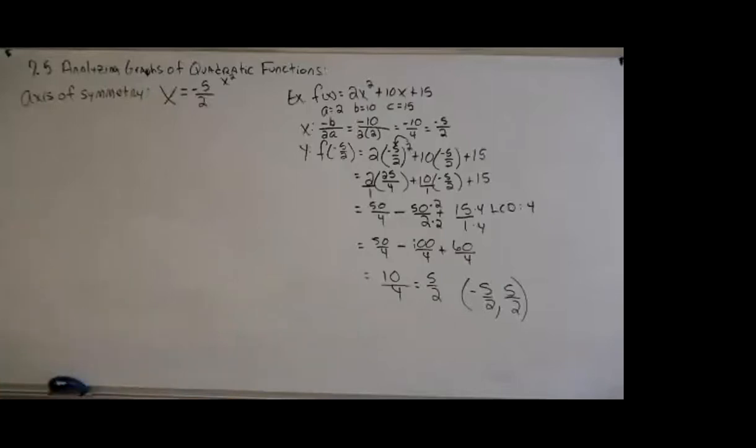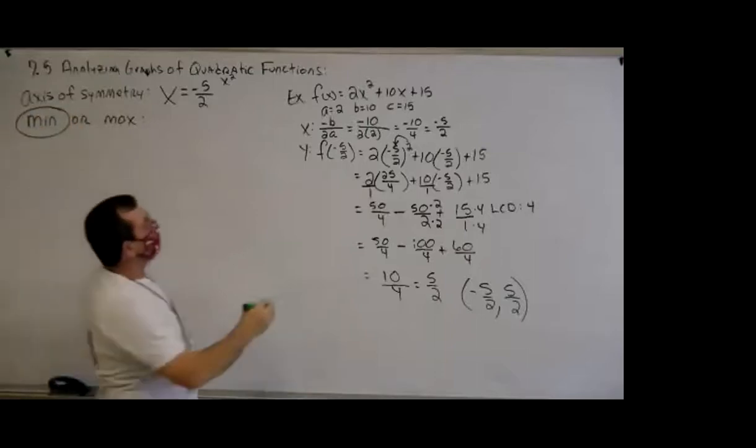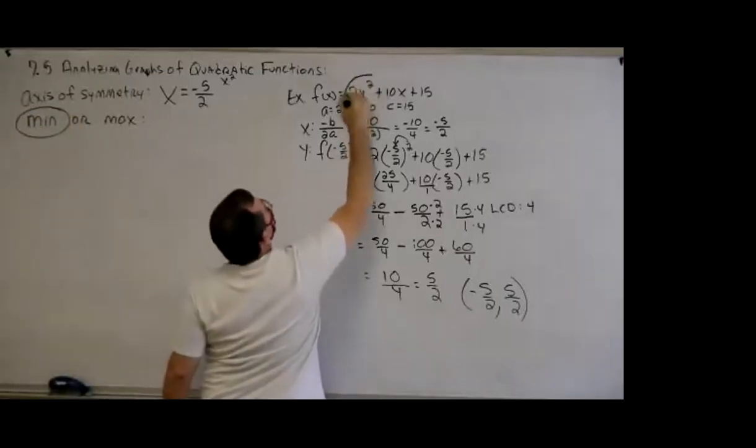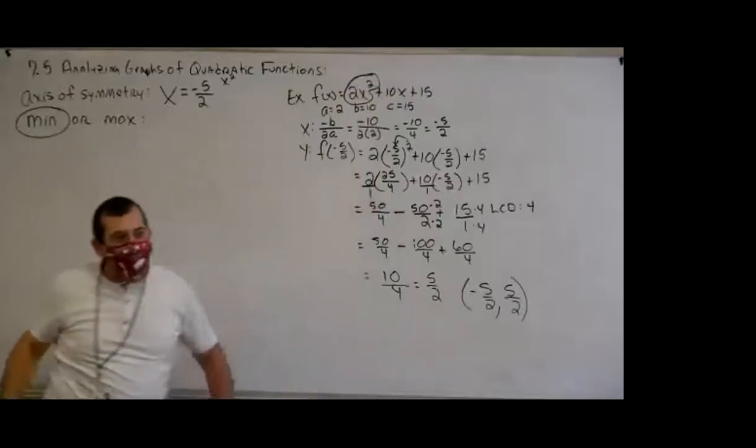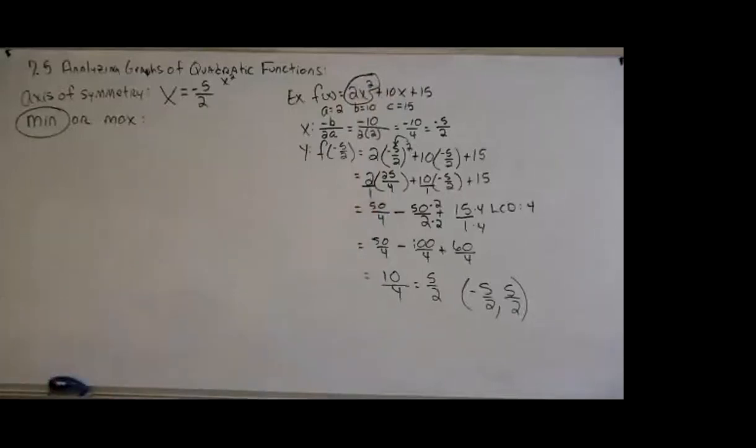All right, so here's the next question. Do I have a minimum or maximum? Good job, because this x squared term is a positive 2. Anytime it's positive, you got a minimum. Negative is when it flips over and makes it a maximum. Well, what's the minimum value? 5 halves. It's the y value. Good job.